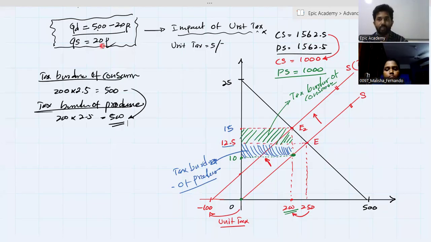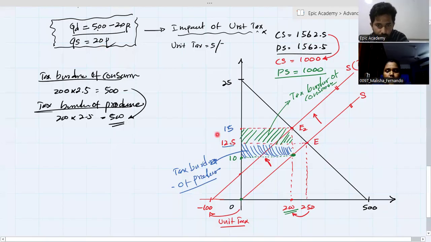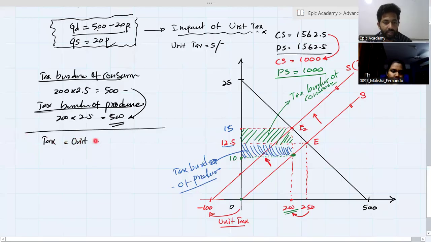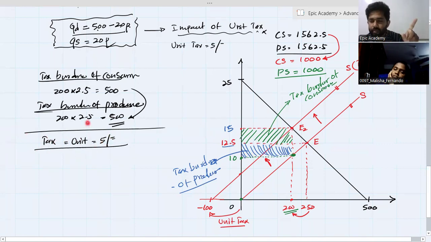Okay, in this particular activity, it is similar because the two slopes have similar values. Another important thing here is the government-imposed unit tax. How much is it? I think it's 5 rupees. Yes, 5 rupees.